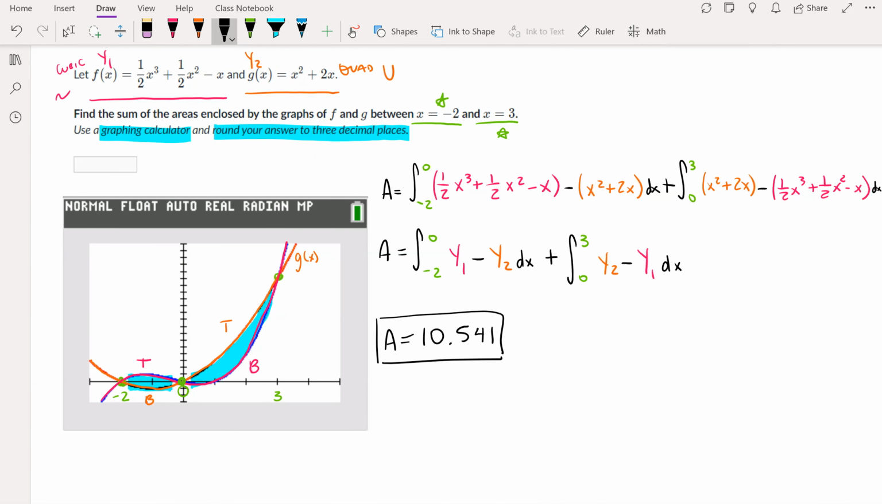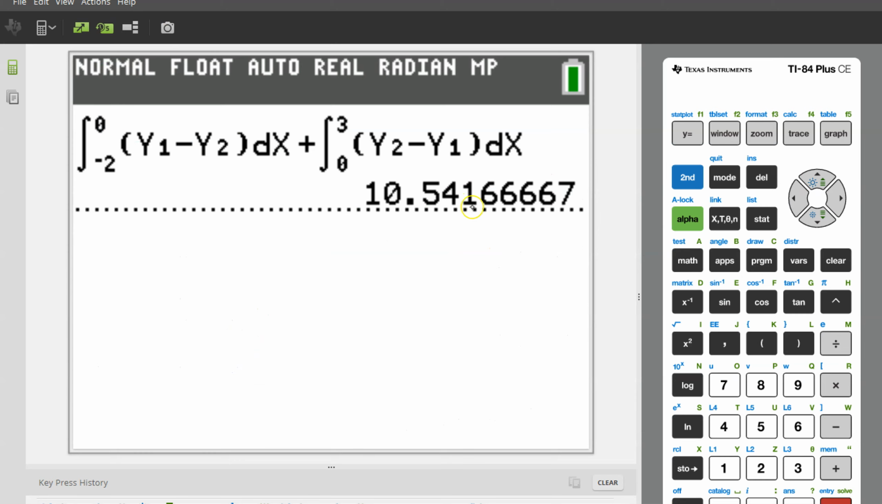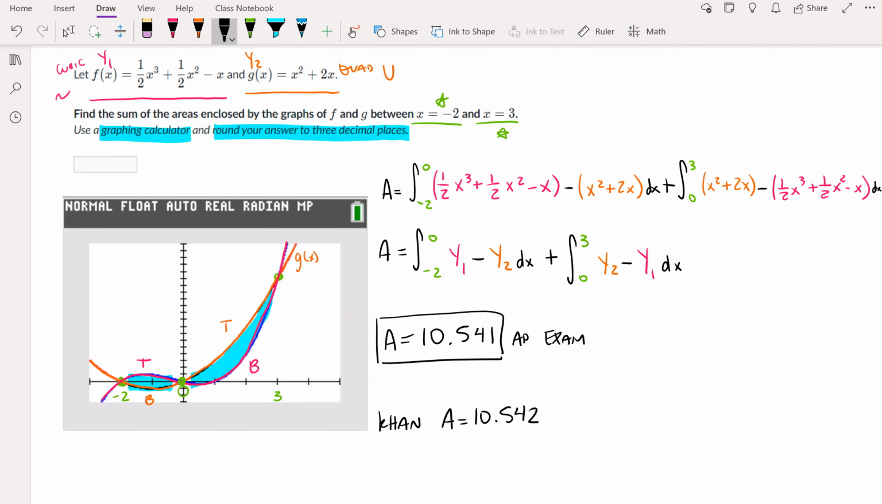That's that area, that blue area. But for Khan Academy, we have to actually look at the next number, which is a 6. 10.542, because you have to round the 1 up, because the number next to it to the right is a 6. Okay, sweet. So that's that problem. This is what you need to put in Khan Academy.